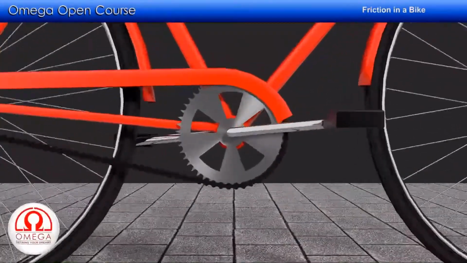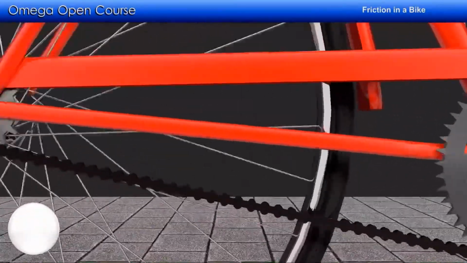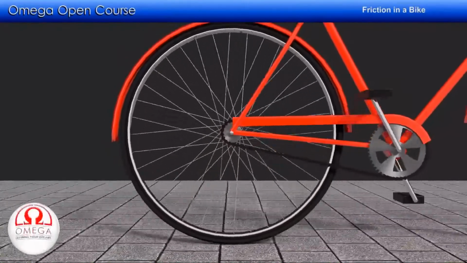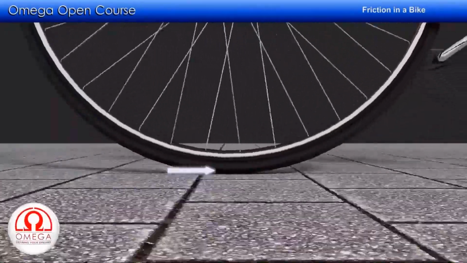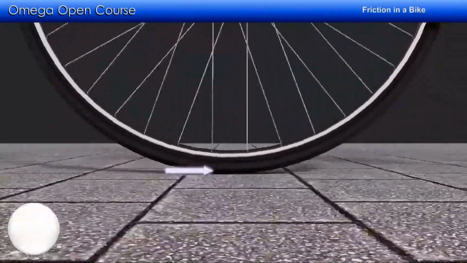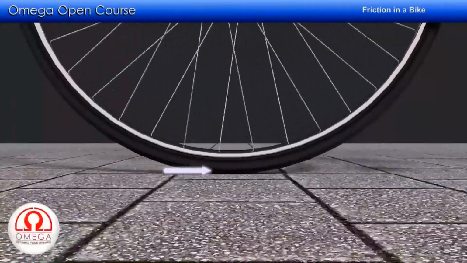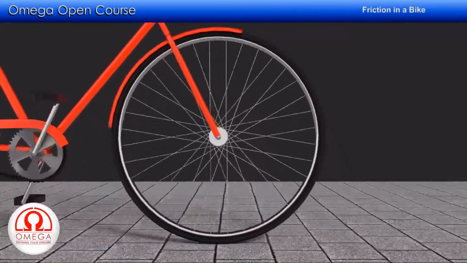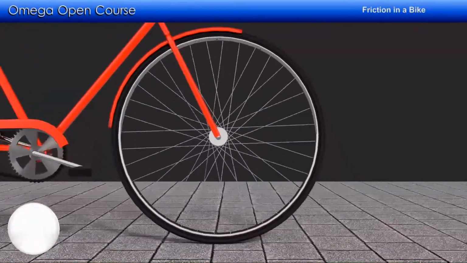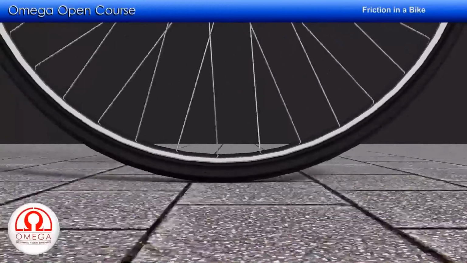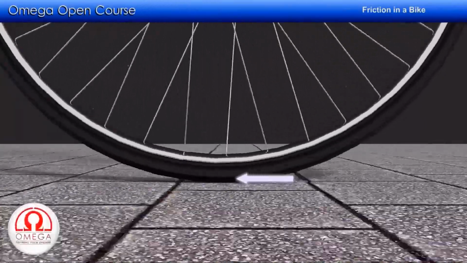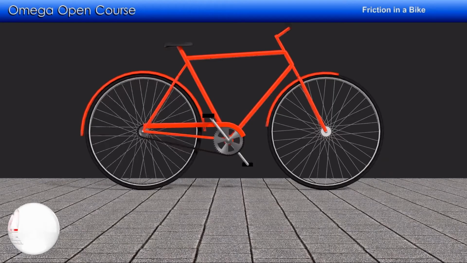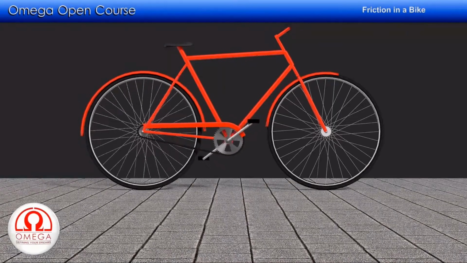Suppose you are riding a bicycle. Your bike will keep moving for a while after you have stopped pedaling. But soon, the bike will slow down and stop. The contact between the tires and the road causes friction. Some of the bike's energy of motion becomes heat.